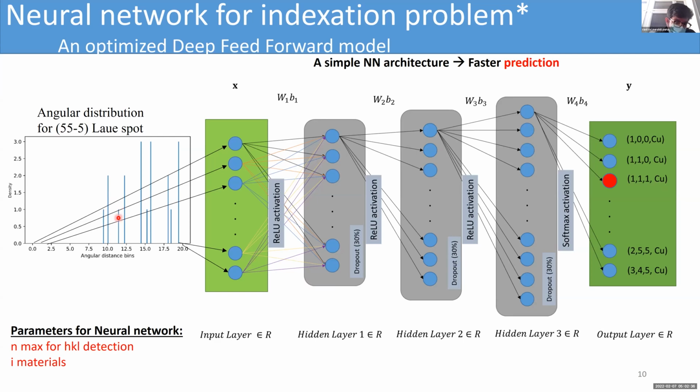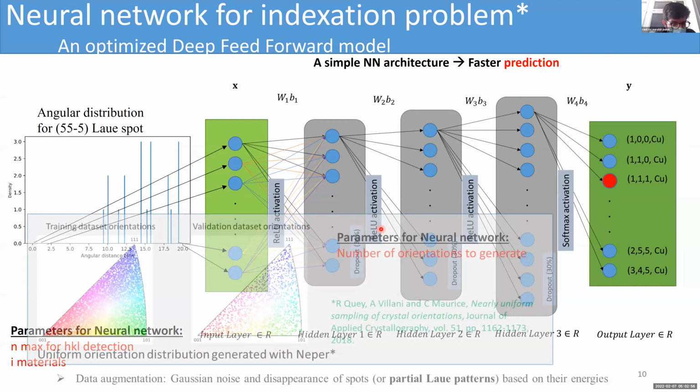And so you can do this for n number of materials or any other complicated cases also. And similarly, the parameters that we will use in the neural network script would be what is the maximum HKL that we want to index, and also how many materials. So it could involve copper, silicon, or any other material that you want.